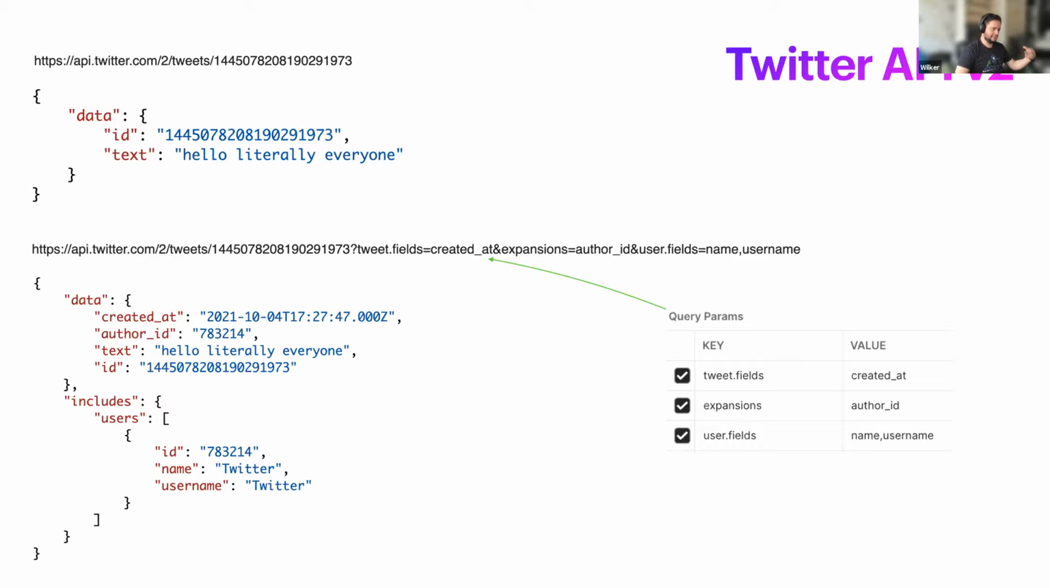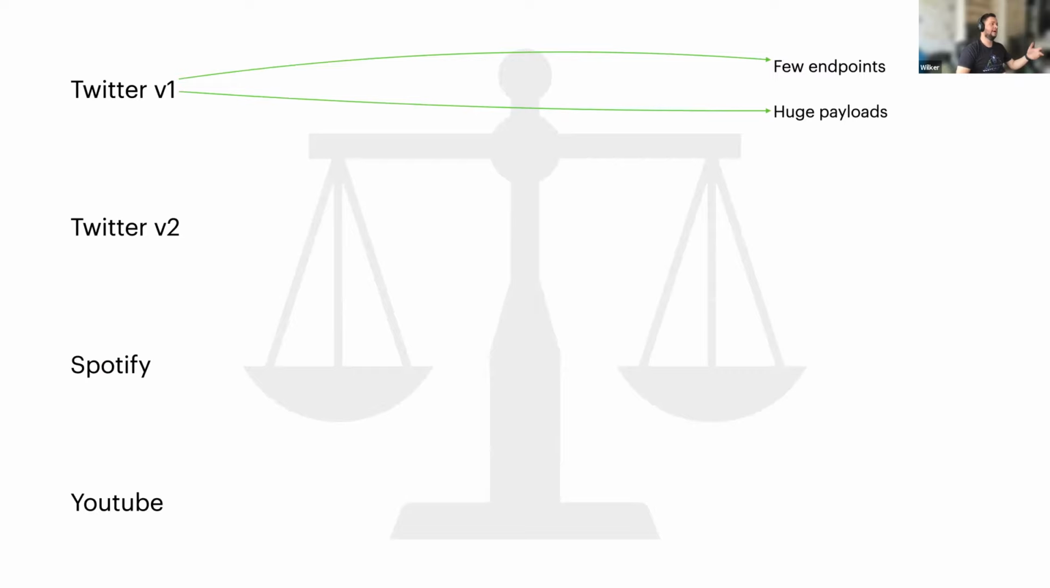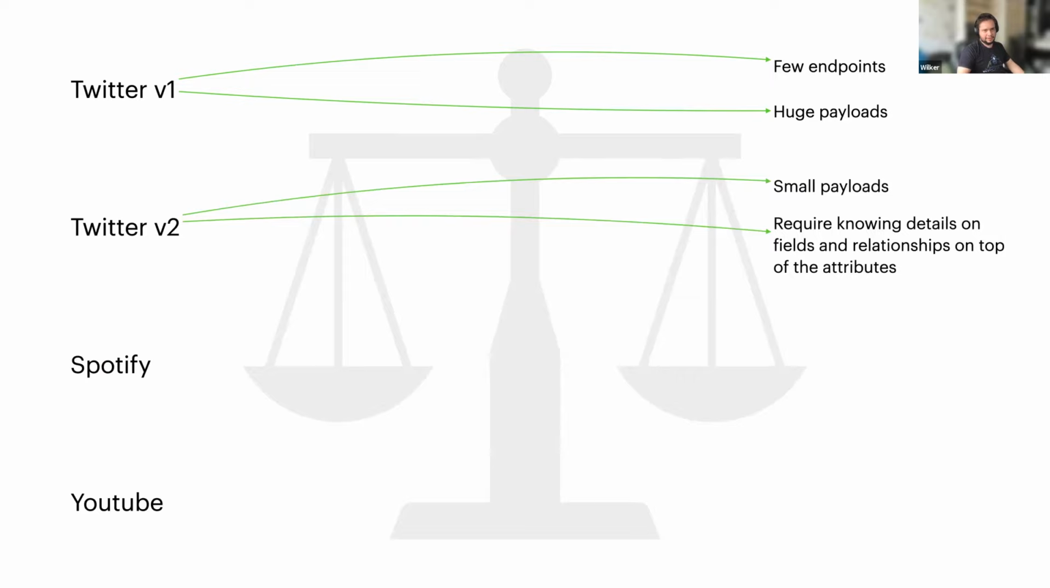Let's do a comparison of the choices that each of these APIs made. On Twitter, they chose convenience: they have few endpoints that have huge payloads, no matter what you want. Twitter V2 requires small payloads, but it keeps adding complexity to get to the data. You have to know more details about how they internally organized that.